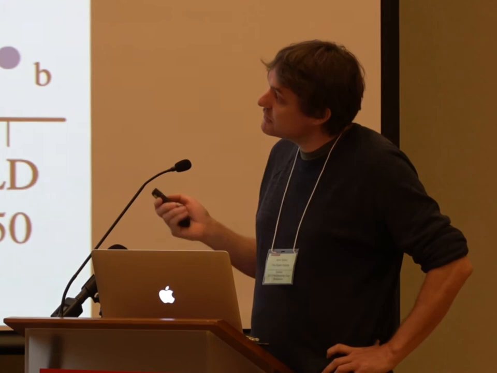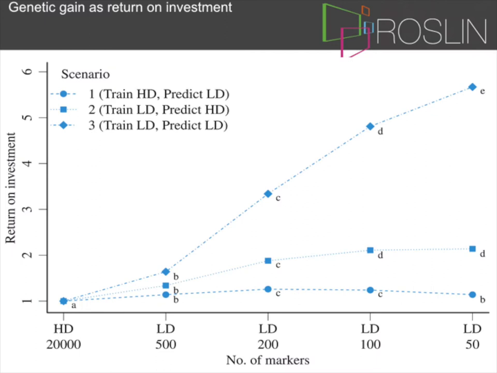So we wanted to look at that in the plant breeding context, but in the context of return on investment. So this would be genetic gain measured by return on investment. The baseline is when we have our genomic selection training set and the selection candidates both genotyped at high density, so both genotyped with 20,000 SNPs. If I go along this line here, this would be saying I continue to genotype my training set at high density, but I genotype my candidates with sets of lower numbers of markers, and I do imputation.